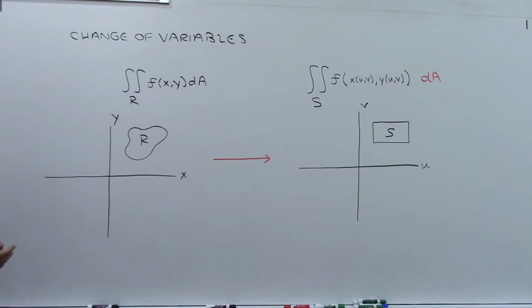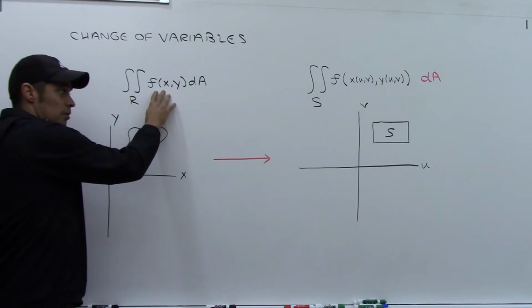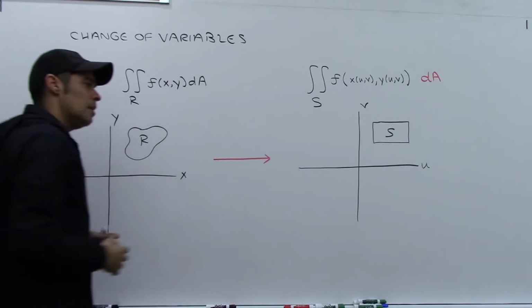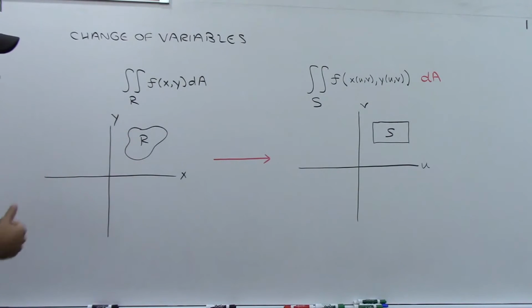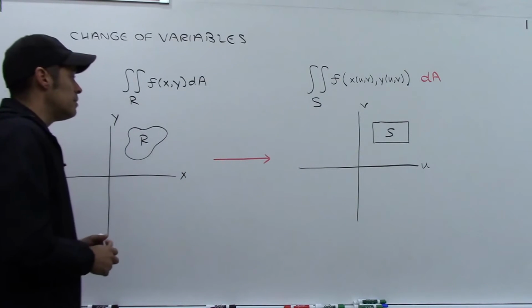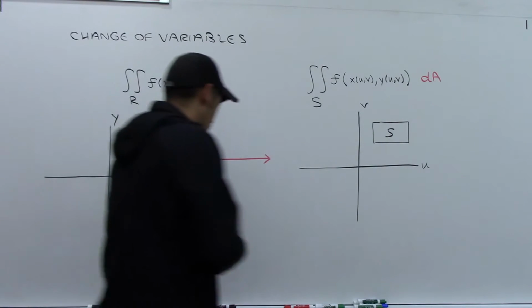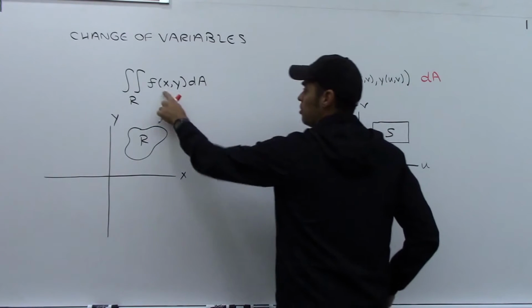The other reason we might want to change variables is if the function we're trying to integrate is difficult. If this is tough to do, then maybe if we switch it to a new function by changing the x and y to some new variables, maybe that new integration is easier for us to handle. So that's usually the two main motivations for doing a change of variables. So what we have to assume here is that we are going to have some way of determining what we're going to change the variables to.